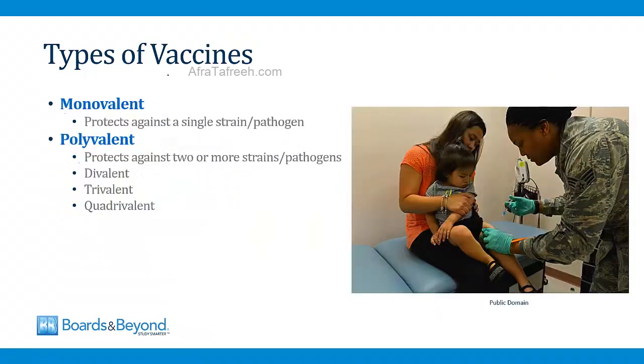Let's talk about the valence of different vaccines. Vaccines that are monovalent protect against a single strain or single pathogen. In contrast, vaccines that are polyvalent protect against two or more different strains or pathogens. So for example, we'll talk about some vaccines later in this video that are divalent, meaning they are effective against two strains of a virus or bacteria. Others are trivalent and others are quadrivalent.